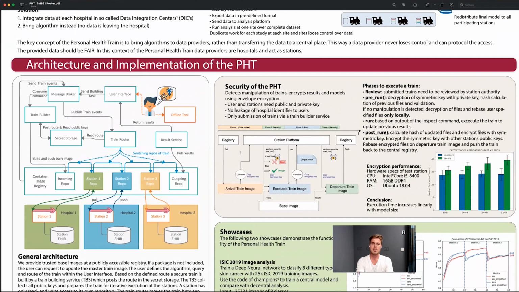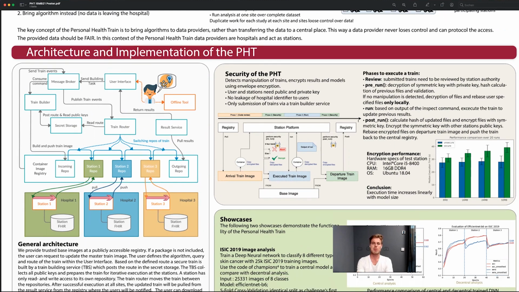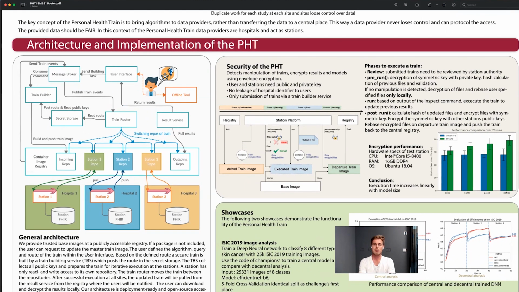The first step is that each station authority has to manually review the code before executing. If the code review was successful, it will be pulled as an arrival train image. This arrival train image has only encrypted files. These encrypted files are extracted by the station and the security pre-run protocol will be executed. This pre-run protocol verifies that the files have not been manipulated. If so, it aborts the analysis. If not, it decrypts the files.